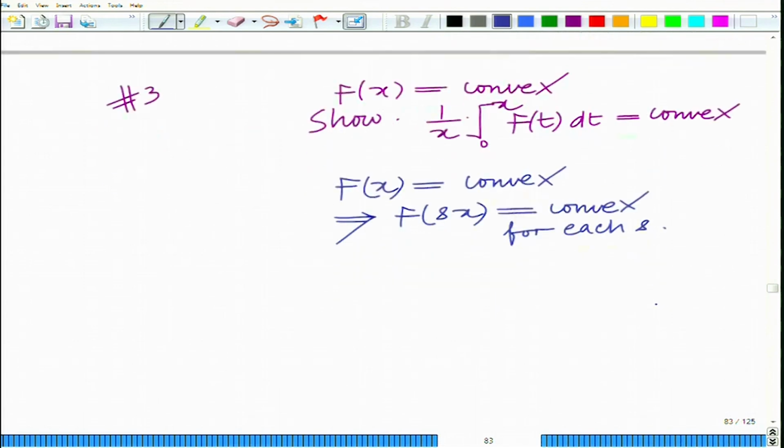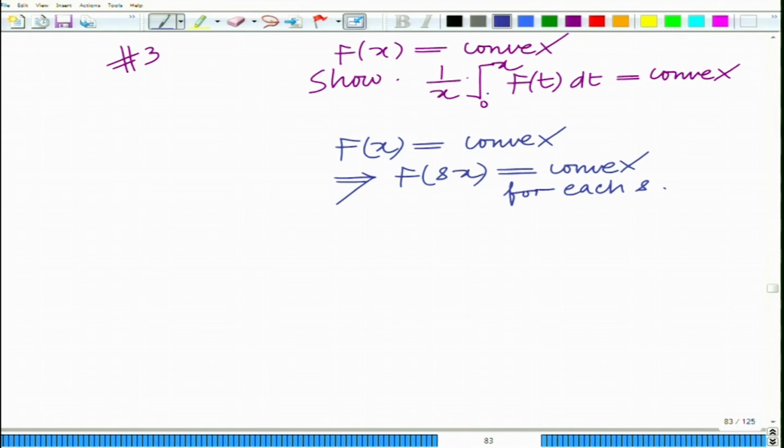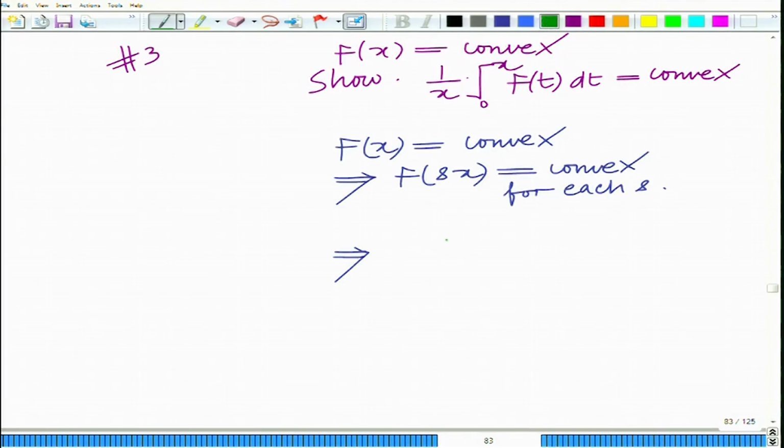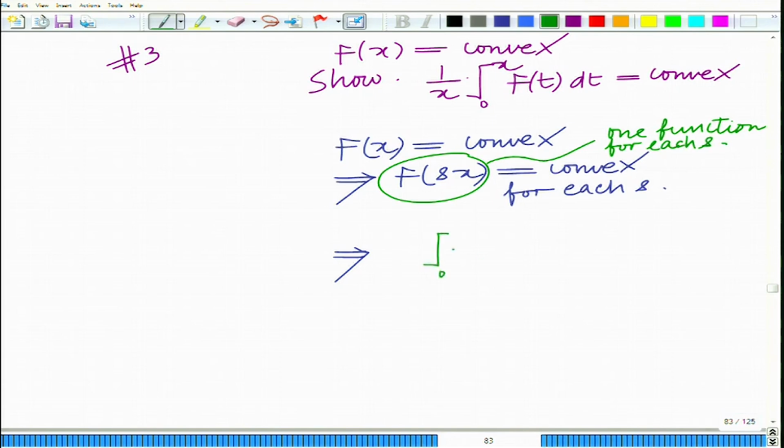for each S. Now, we will use the property of the sum, that is if you have several functions which are convex, their sum is convex. In fact, here we are going to use a continuous sum. So, this implies that if you take the integral, I can treat this as one function for each S, one function for each value of S. So, this implies that integral 0 to 1 of f of Sx ds is convex. Why is this convex?